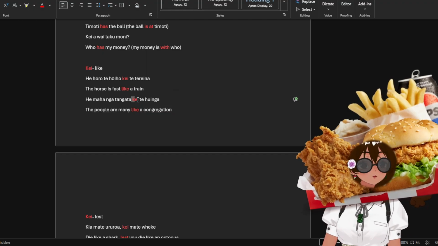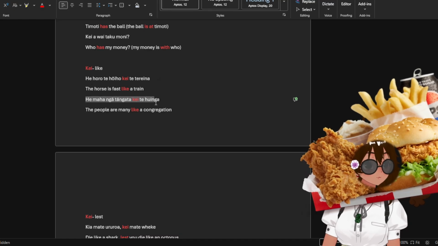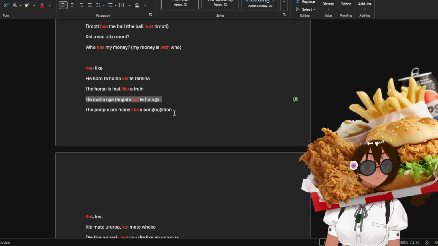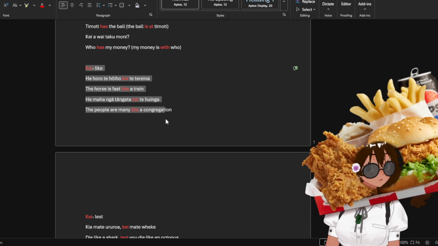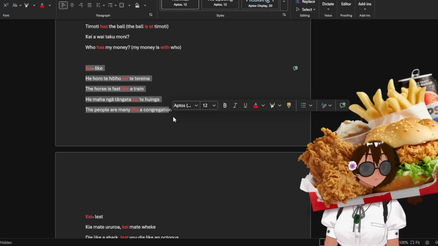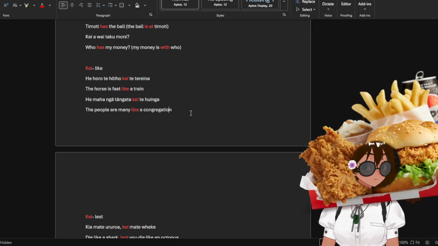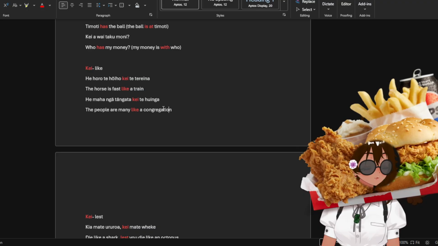But that being said, I feel like in this instance, it could be confused with saying he maha ngā tāngata kei te huinga in the sense of there's many people at the congregation. So, evidently, I'm not too confident on how to actually use this. So, if you have any more ideas or knowledge on how you're supposed to use this, please feel free to put it in the comments. I would really like to know the difference between using this and other examples. But yeah.